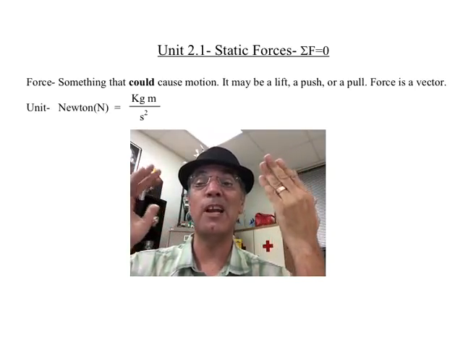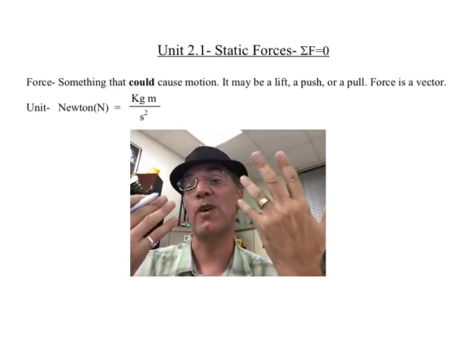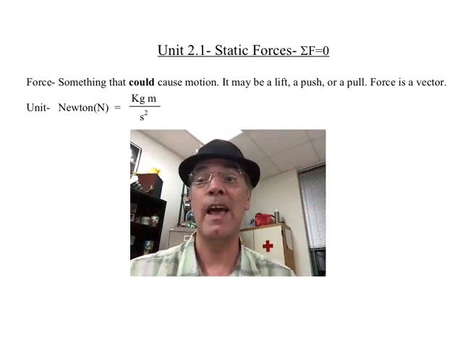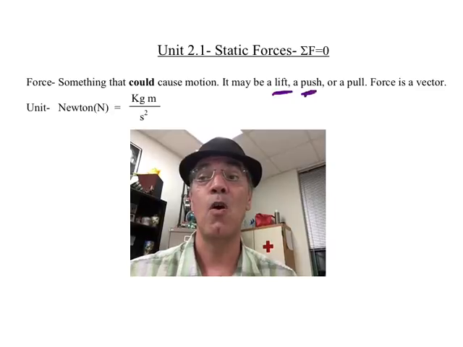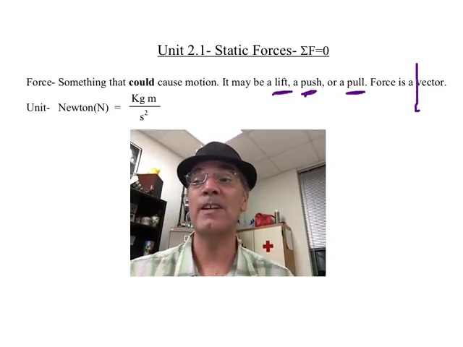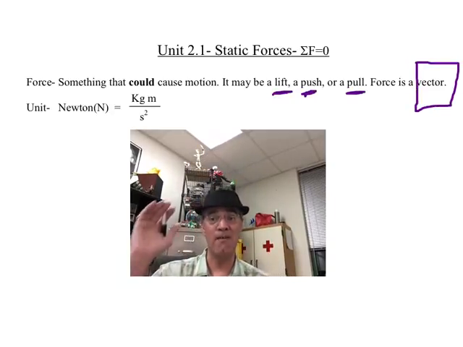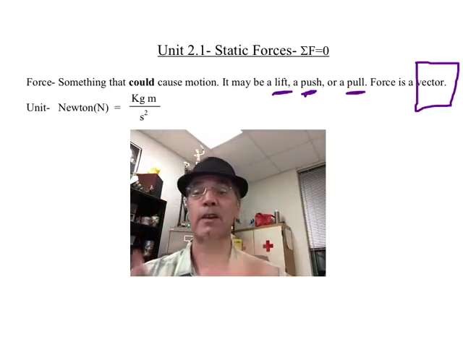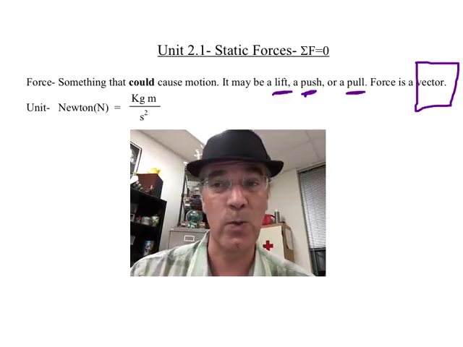A force is something that could cause motion. In this first one, we're going to set them equal to 0. But it could cause motion if it wasn't canceled out. It can be a lift, a push, or a pull. And force is a vector. We know what that means. That means it has to have magnitude, unit, and direction. So all that component stuff that we talked about last chapter, we're going to do with forces as well.